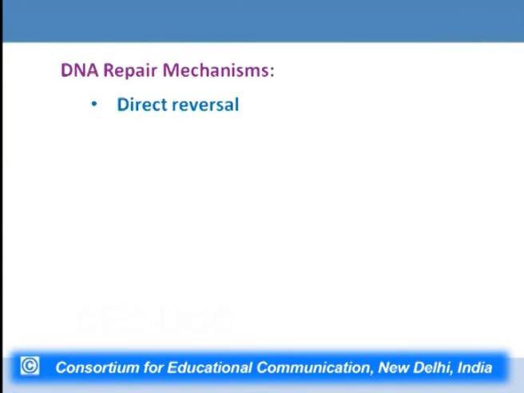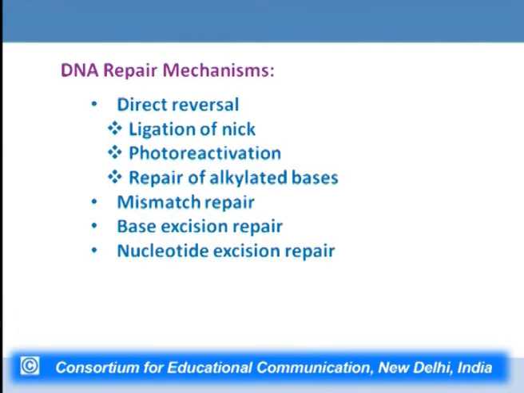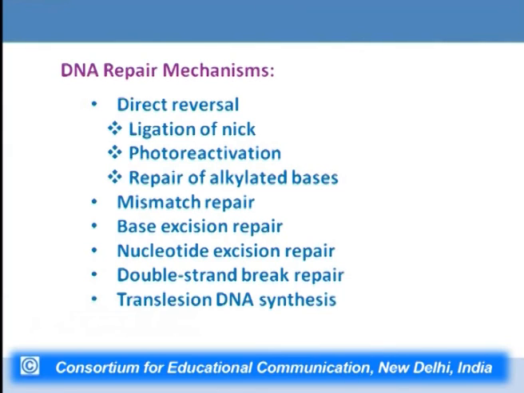Now, there are various repair mechanisms which function to repair these types of damage or mutation occurring in DNA, like direct reversal, ligation of nick, photoreactivation, repair of alkylated bases, mismatch repair, base excision repair, nucleotide excision repair, double-strand break repair, and translesion DNA synthesis. These are discussed elsewhere. So these are the mechanisms which repair whatever mutations are occurring in the DNA.